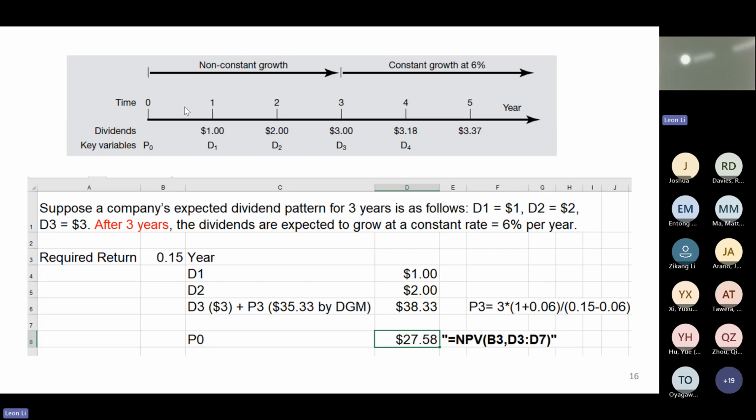Okay. So there's the timeline. We have the timing of the dividend and the amount of the dividend. After year 3, a constant dividend growth rate of 6%. All right. Then you can use Excel to do the calculation. It's fine. But I hope students can show me you understand the detail here. So for example, P3. After year 3 is a cut-off year. After year 3, we have a constant dividend growth rate. So I can use the DGM model to compute P3. Here is the result.